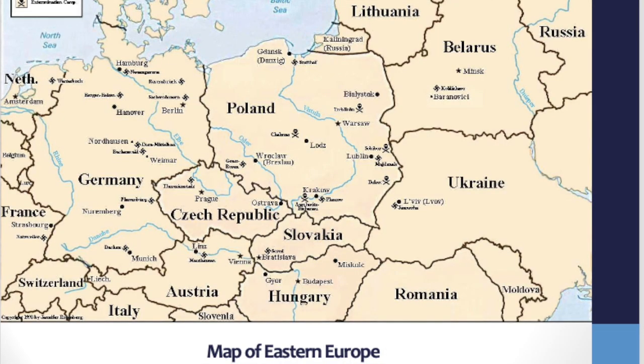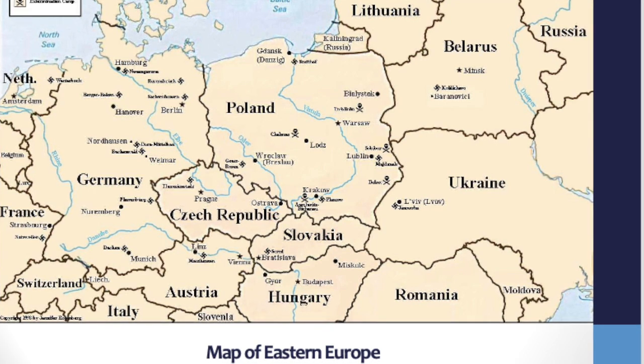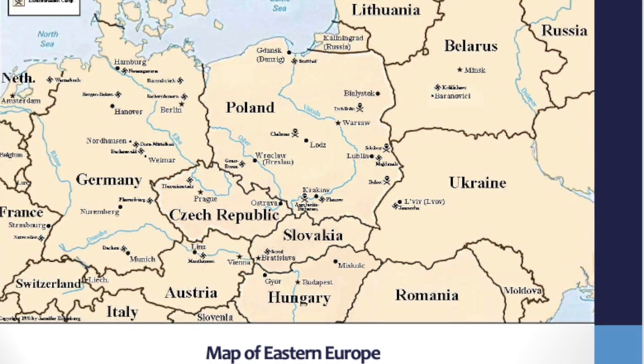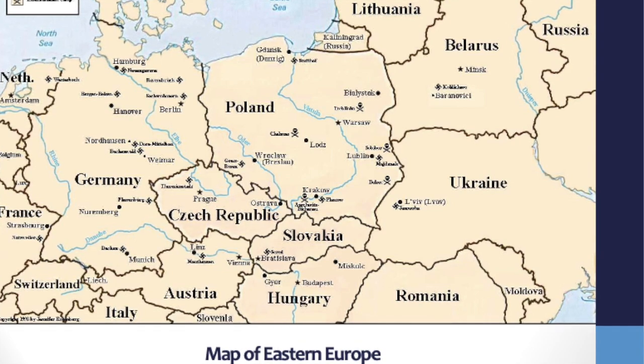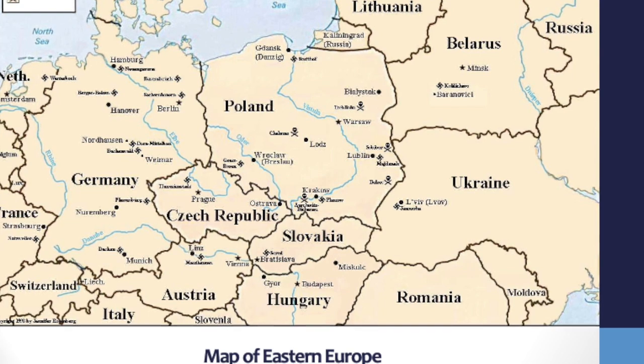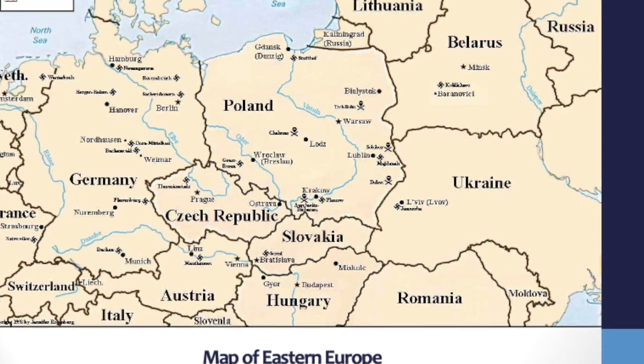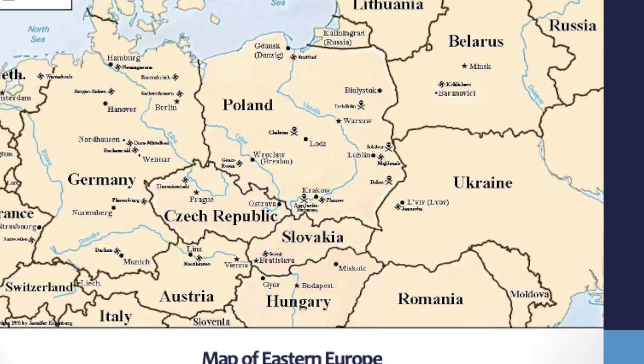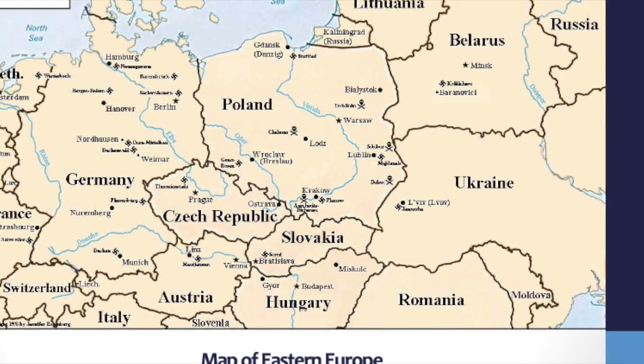Okay, so this is a map of Eastern Europe. We're going to see that Bruno and his family live in Berlin, Germany. Can you find Berlin, Germany on this map? It is located right in the northeastern corner of Germany, and it is really close to Poland. That's Berlin. That's the capital of Germany.